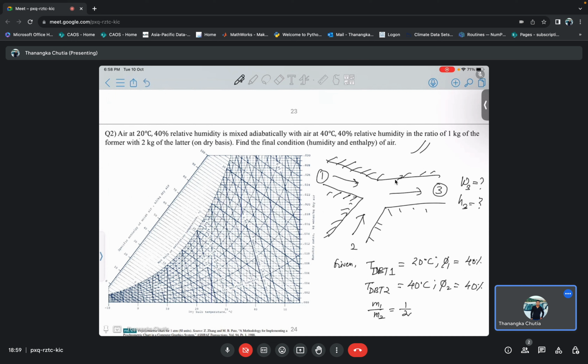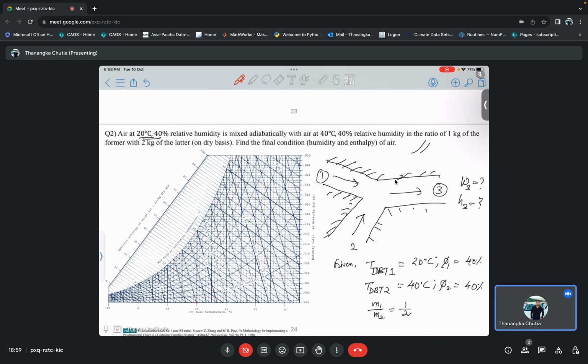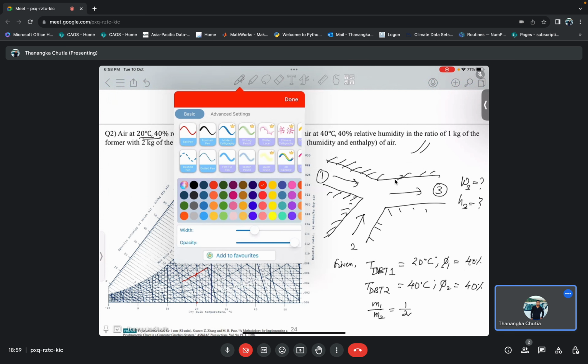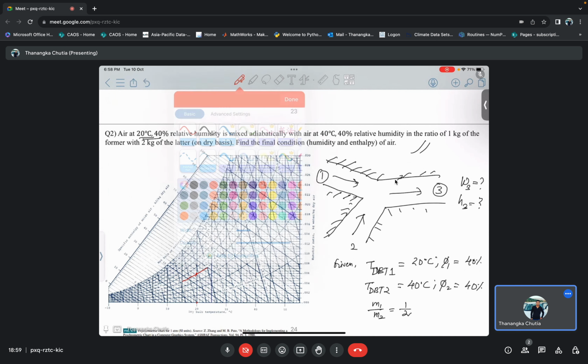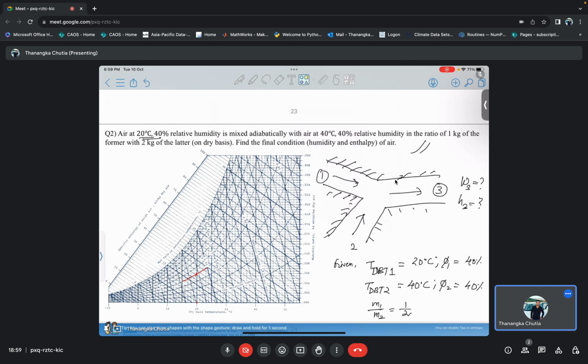So the first point is 20 degrees Celsius and 40% relative humidity. So this is your 20 degrees Celsius, and the 40% relative humidity line is this one. So we'll go there, and this is basically the point of intersection. From here we will draw a horizontal line, so this will be cutting at that particular point.